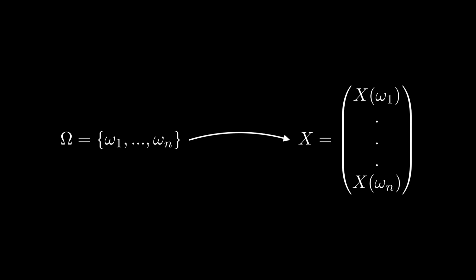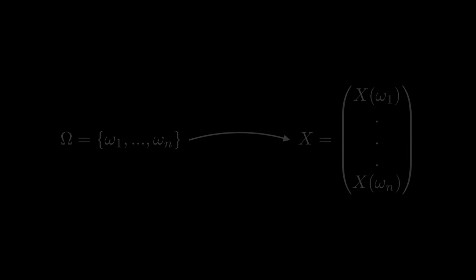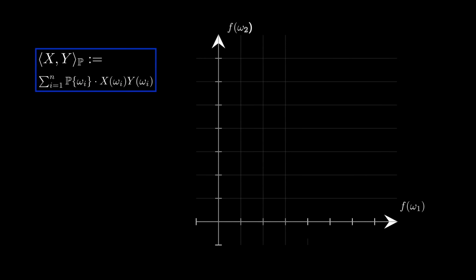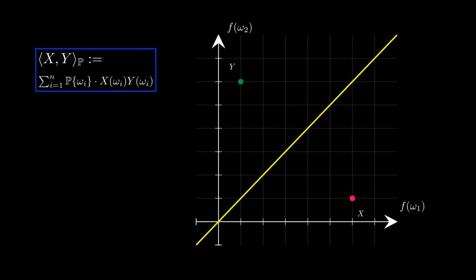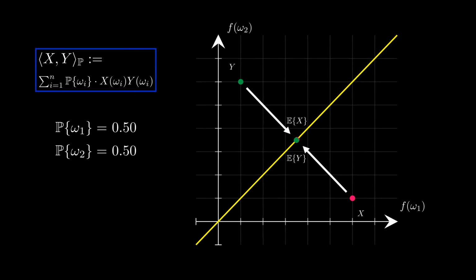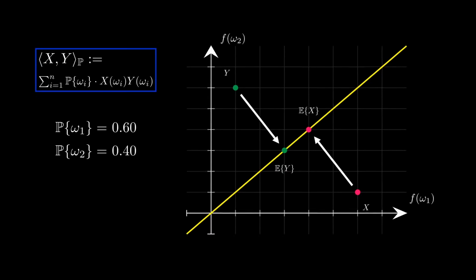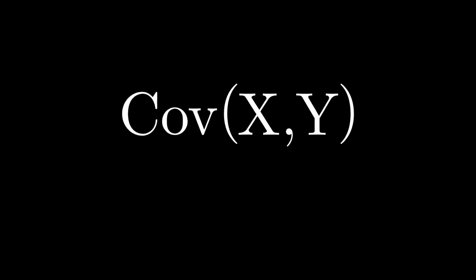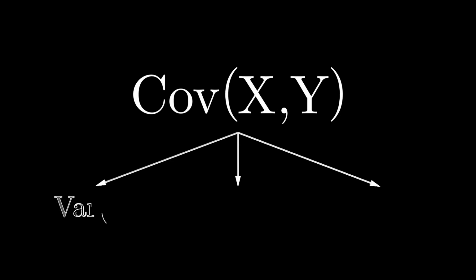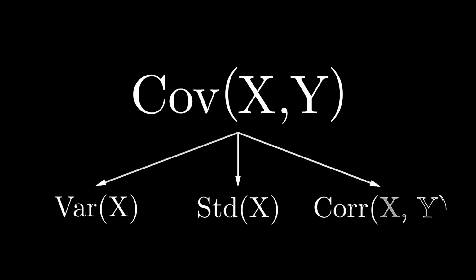finite number of elements, say n, we can represent random variables as n-dimensional vectors, and if we then use a probability-weighted Euclidean scalar product on this vector space, the expected value can be seen as an orthogonal projection onto the subspace of constant functions. So in today's video, we will use this geometric perspective to better understand the covariance and with it the very related notions of variance, standard deviation, and correlation.